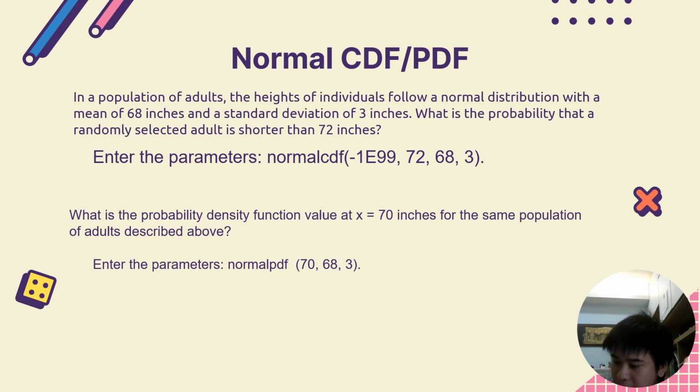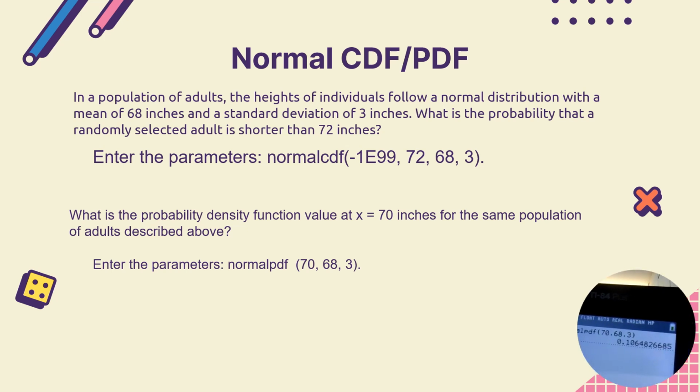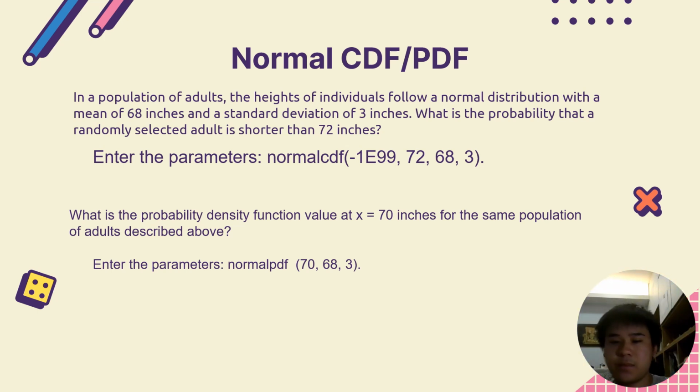I'll do it right now. So 70, 68, 3. Just plug in the equation. See? Now you can see it just like that. So the probability is 0.106. Okay? Just like that. Very simple.